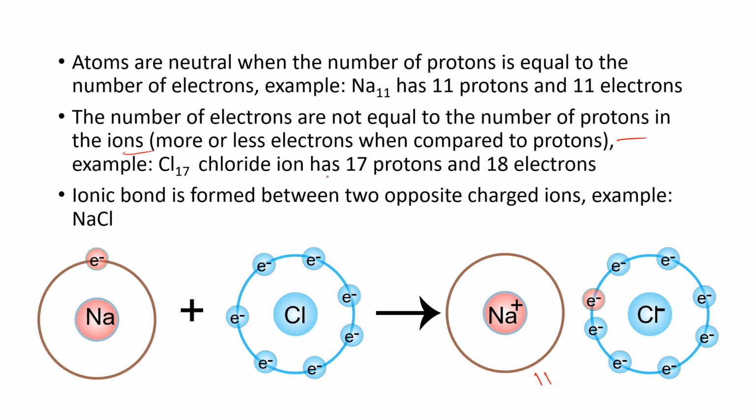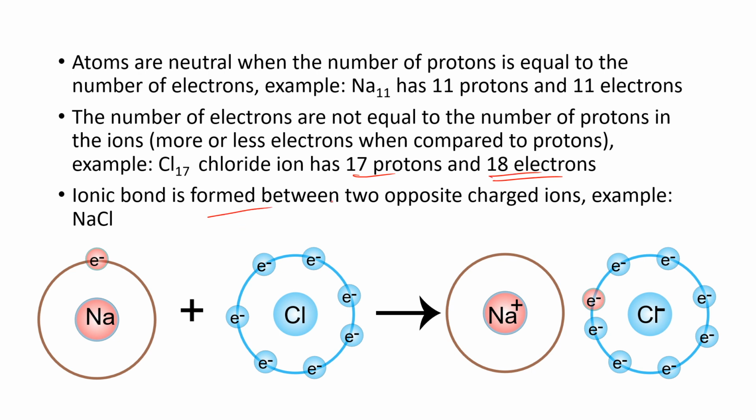Okay, so next is chlorine. Chlorine's atomic number is 17, so it has 17 protons, but it has 18 electrons. Why 18 electrons? Because chlorine gained one electron from the sodium, so the 17 electrons turned into 18 electrons. Hence it is known as an ion.